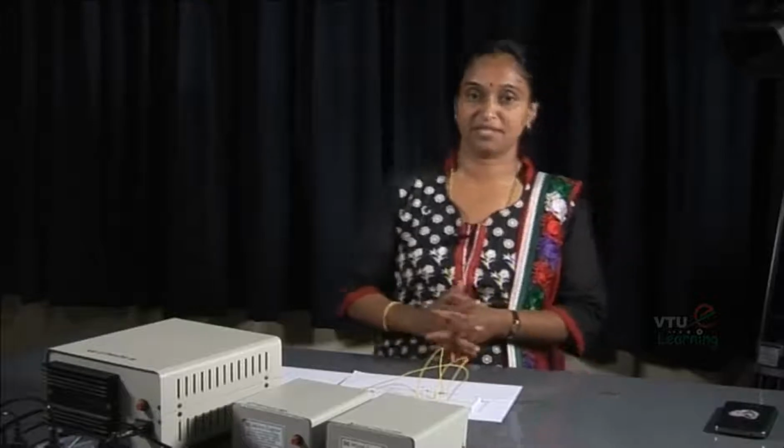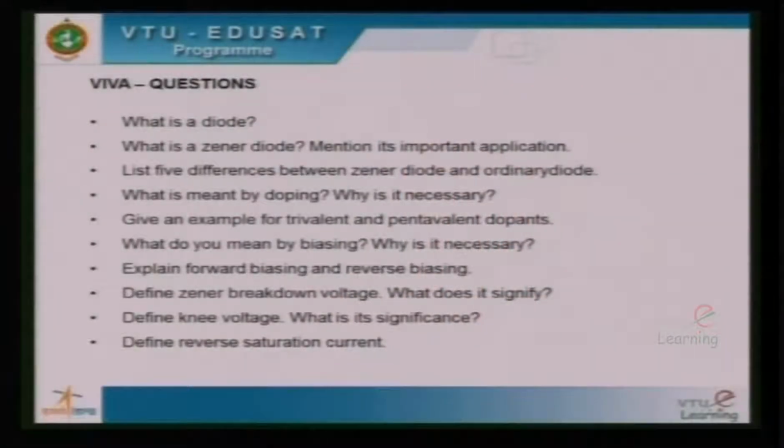Probable viva questions related to this experiment are as listed.